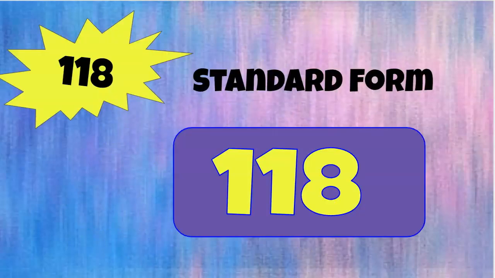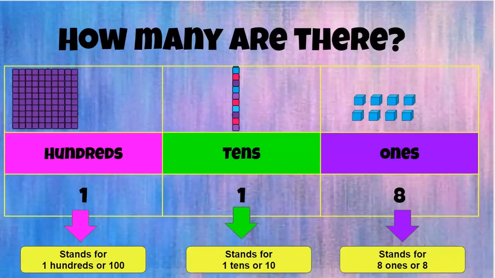Standard form is when we represent a number using digits. Here we have used the digits 118 to represent 118. We also learned that we can represent it using models. We use base 10 blocks to represent 118. Each base 10 block has a value.